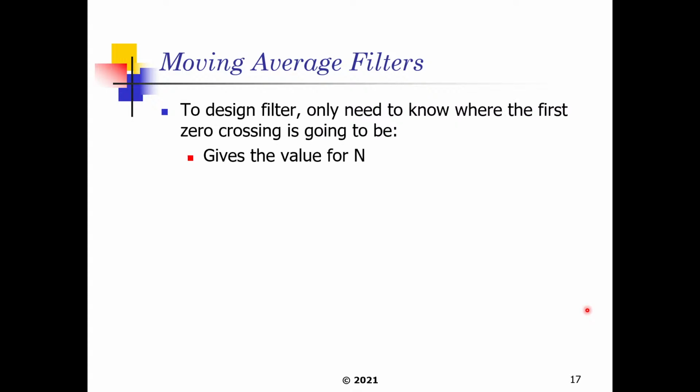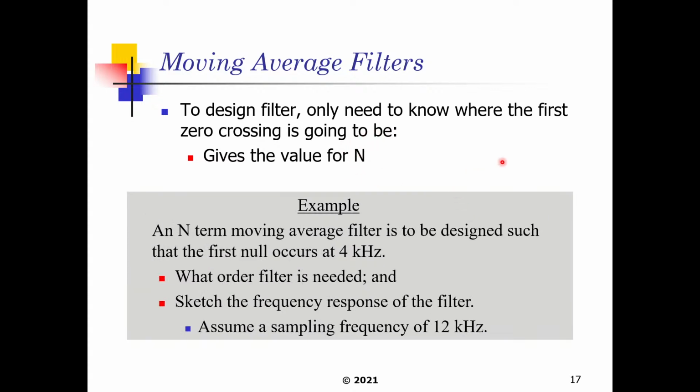So in designing our moving average filters, we only need to know where the first zero crossing is going to be. That basically gives us the value for n for our moving average filter design. An example question that came on the final exam a couple of years ago was: we had an n-term moving average filter to design such that the first null, which refers to the first zero crossing, occurs at 4 kHz. So we have to figure out what the order of the filter needs to be, meaning that we need to solve for n here. And then we had to sketch the frequency response of the filter, assuming a sampling frequency of 12 kHz.